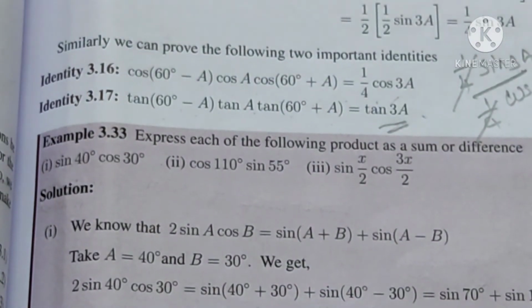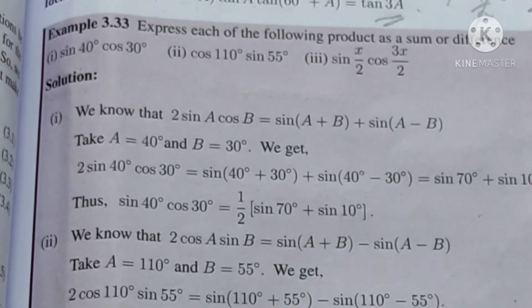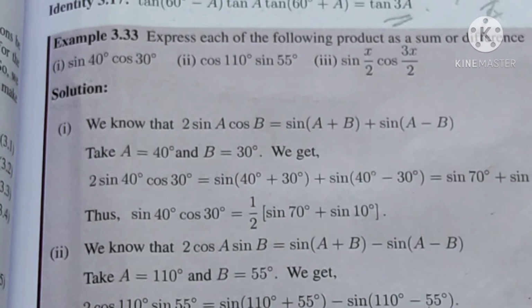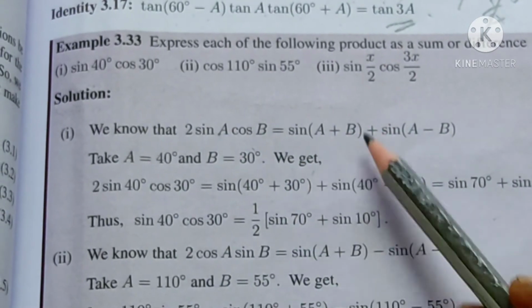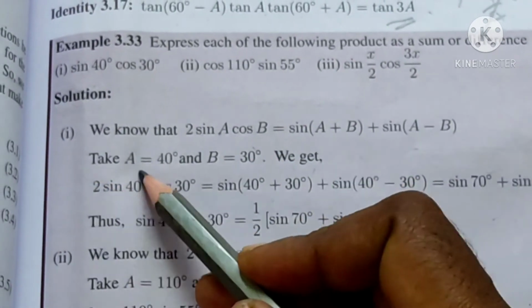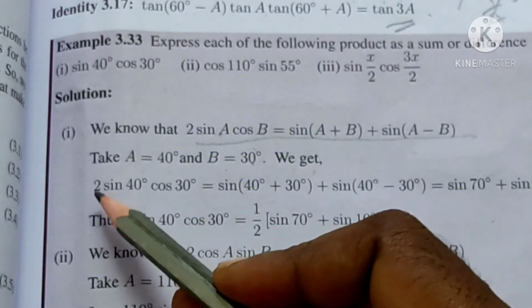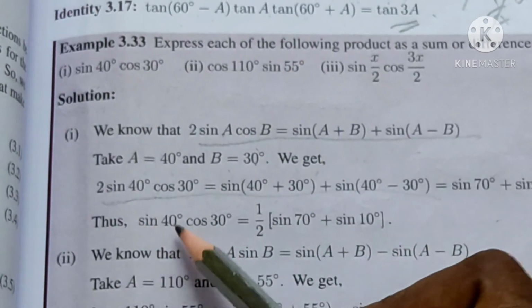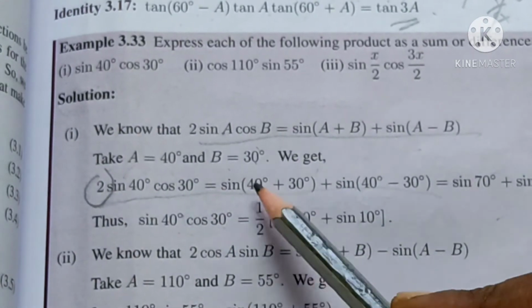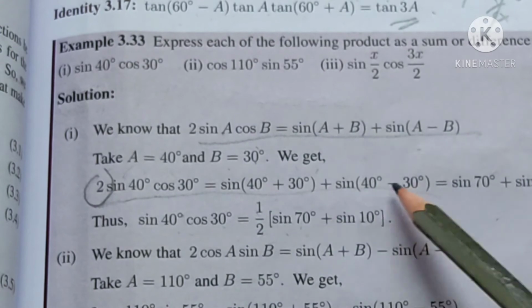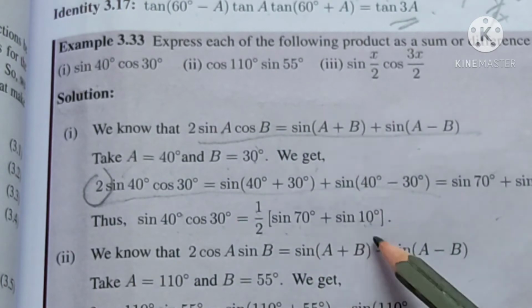Listen, example 3.33. Express each of the following products as a sum or difference. First question, sin 40 degree cos 30 degree. Already we know the formula. 2 sin a cos b is sin a plus b plus sin a minus b. So take a equal to 40 degree and b equal to 30 degree. Substitute in this formula. We get this line. Then sin 40 degree cos 30 degree, you take 2 to the right side. So 1 by 2 into sin of 40 degree plus 30 degree, 70 degree, and 40 degree minus 30 degree, we get 10 degree. So 1 by 2 into sin 70 degree plus sin 10 degree.